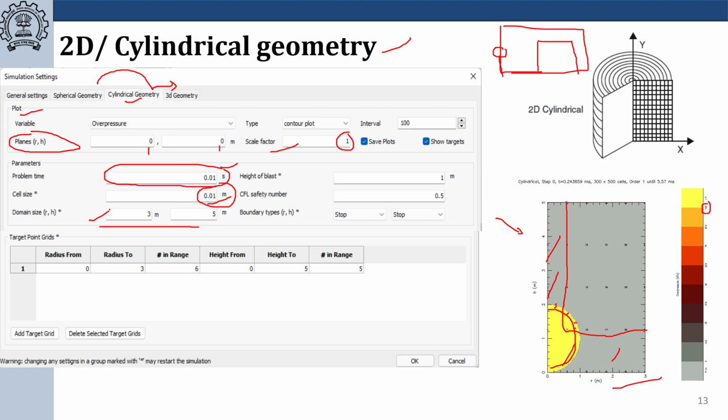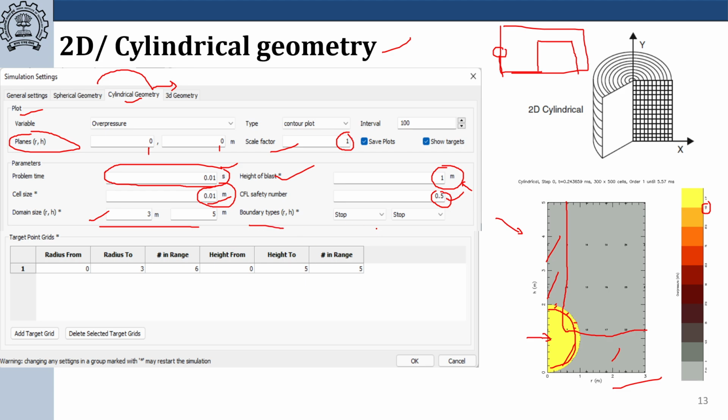You have to use the parameters. So height of the blast, here we have kept 1 meter. Since the blast occurs at 1 meter distance, you will be keeping 1 meter here. If it occurs on the ground, you will be keeping 0 meter, and for any height, you use this height of the blast option. And CFL number, here you keep 0.5 only. Don't change anything unless your solution is not converging, then you try to tamper with it, but in most cases 0.5 runs well with all the simulations.